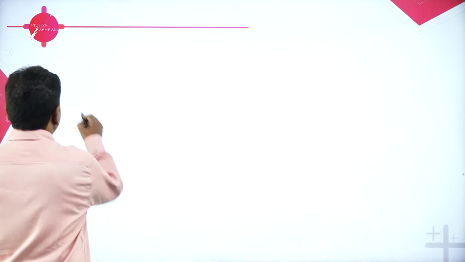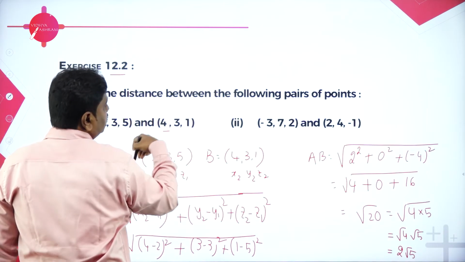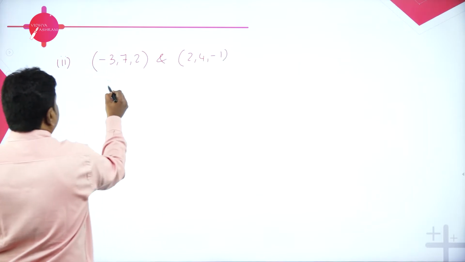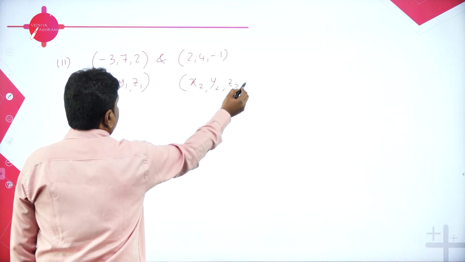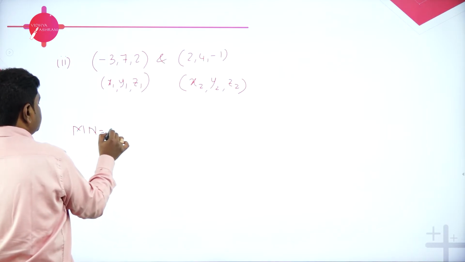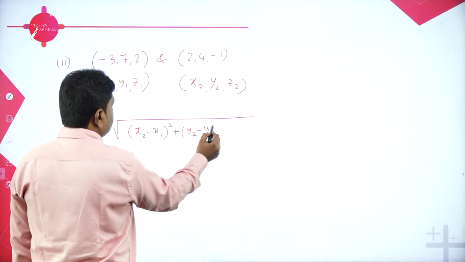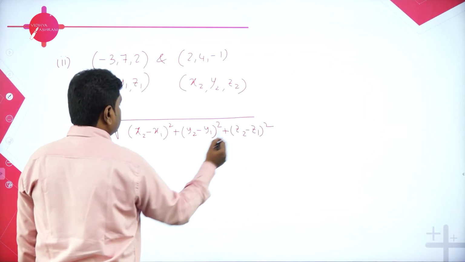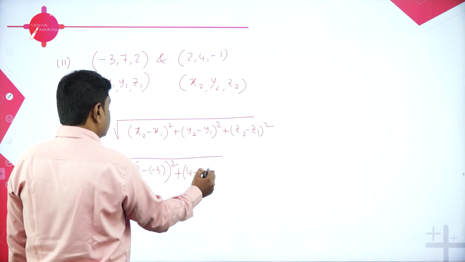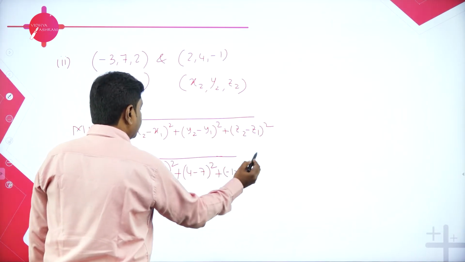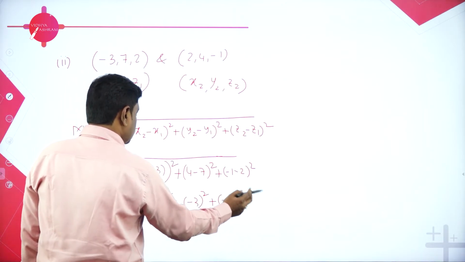Same logic we apply for the second problem. The coordinates they gave are minus 3, 7, 2 and 2, 4, minus 1. Call the first point x1, y1, z1 and the second point x2, y2, z2. Now apply the distance formula. Call it MN. What is the distance between M and N? Root of x2 minus x1 the whole square, plus y2 minus y1 the whole square, plus z2 minus z1 the whole square. That is root of 2 minus of minus 3 the whole square, plus 4 minus 7 the whole square, plus minus 1 minus 2 the whole square. So it will become 2 plus 3 the whole square, plus minus 3 the whole square, plus minus 3 the whole square, under root.